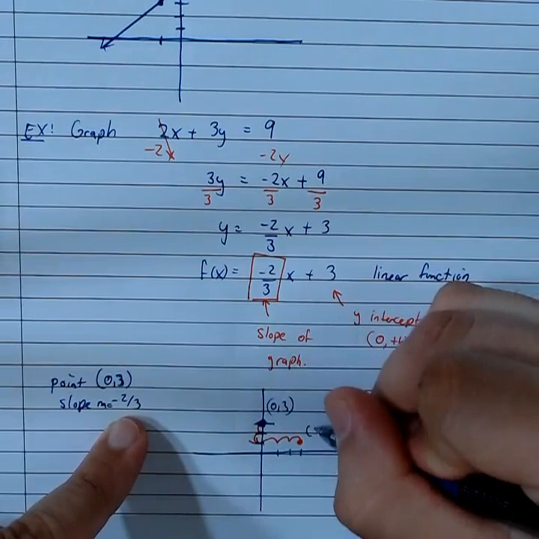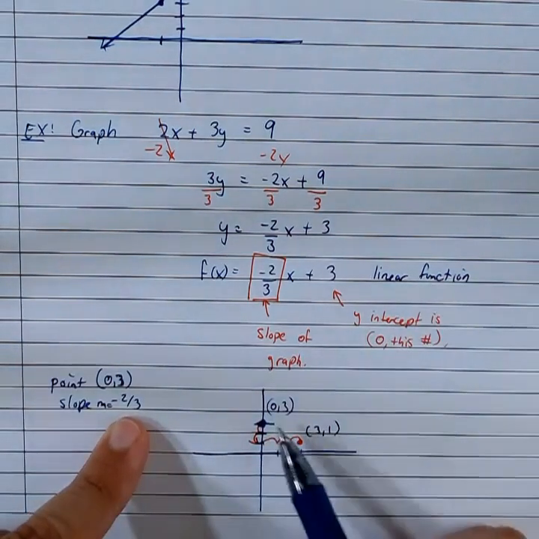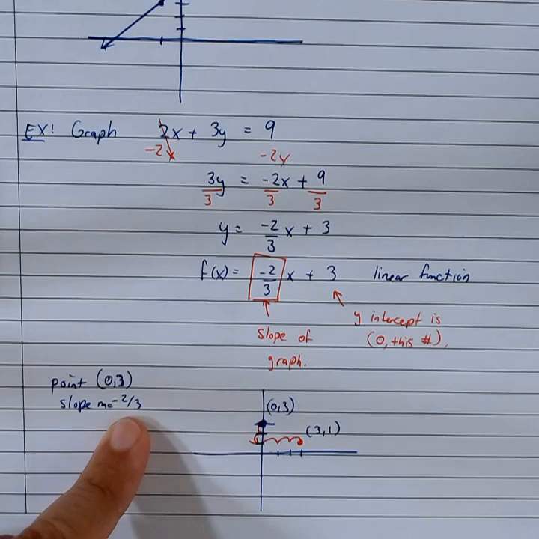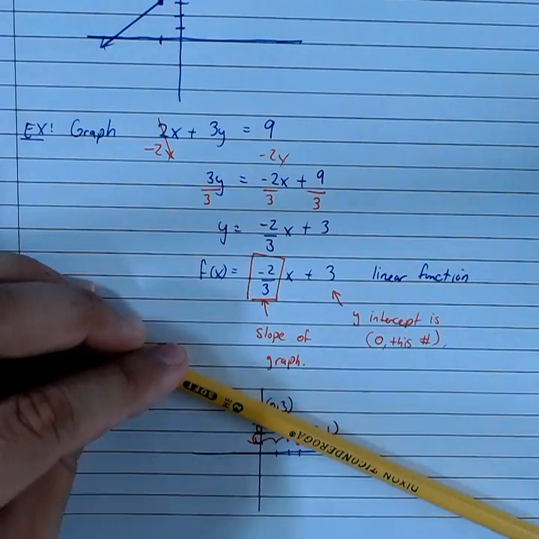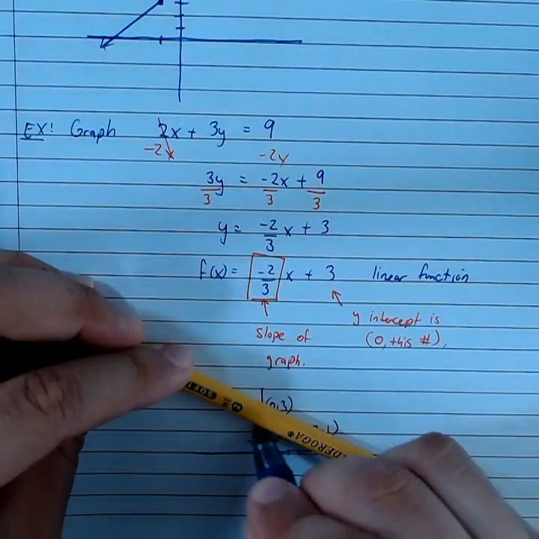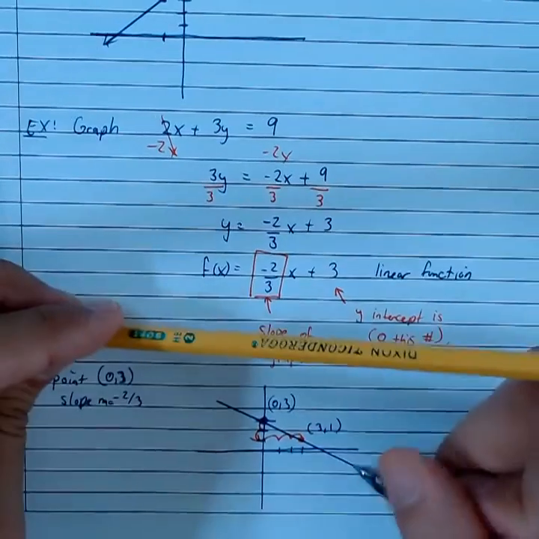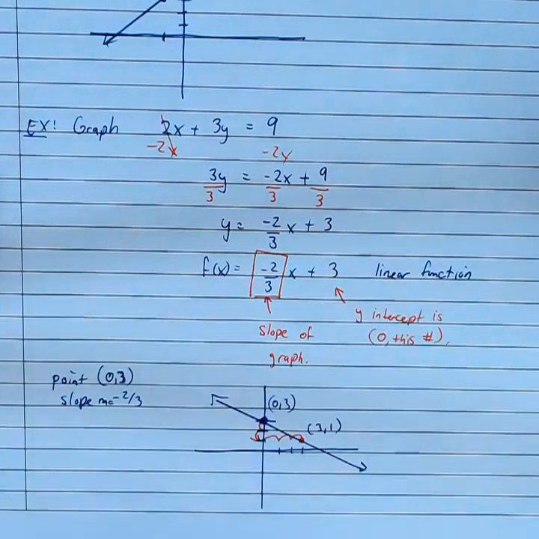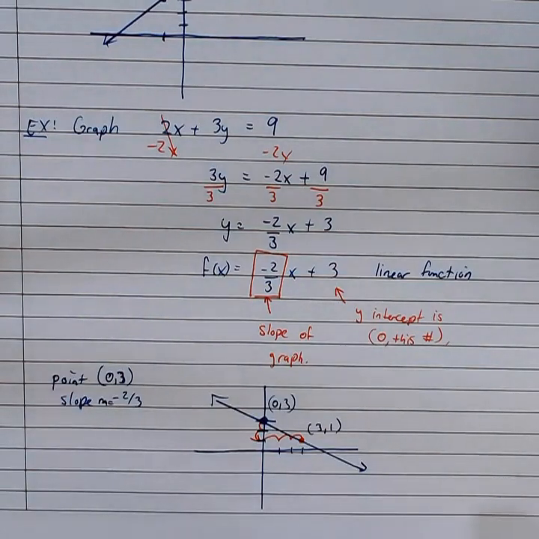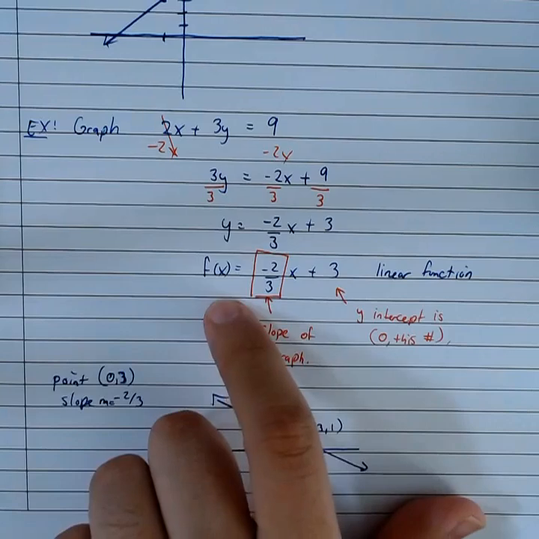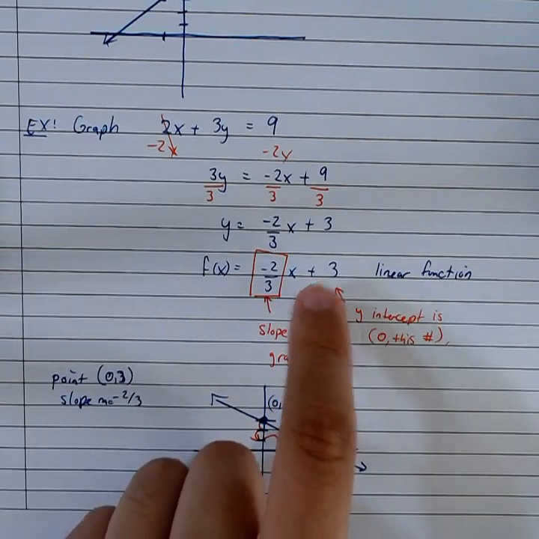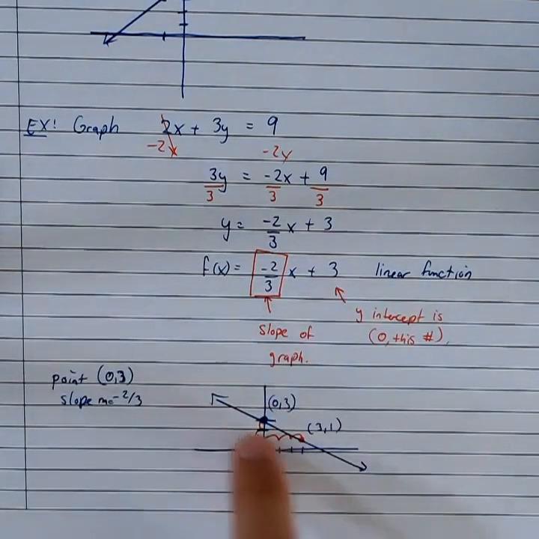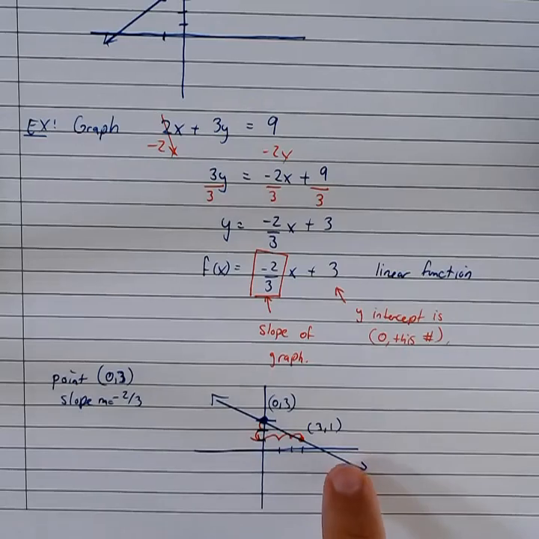So that's going to be the point 3 comma 1. Again, I just counted down and then counted across. And now I can go ahead and connect those points to find the graph of my equation. And there we go. We can graph either by finding individual points and connecting those, or if we write our equation in this form, then we can write the slope and the y-intercept and use those to create our graph.